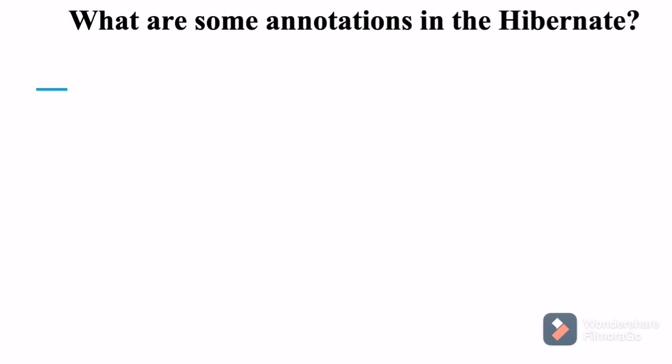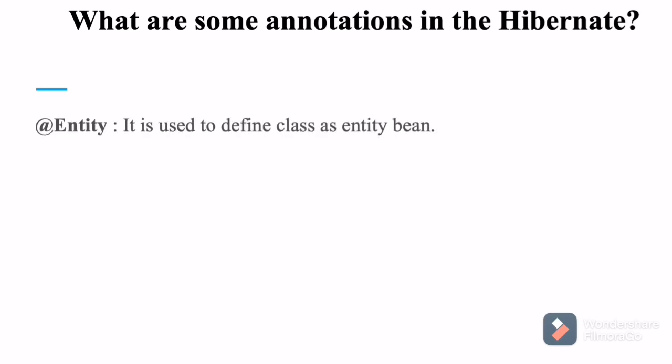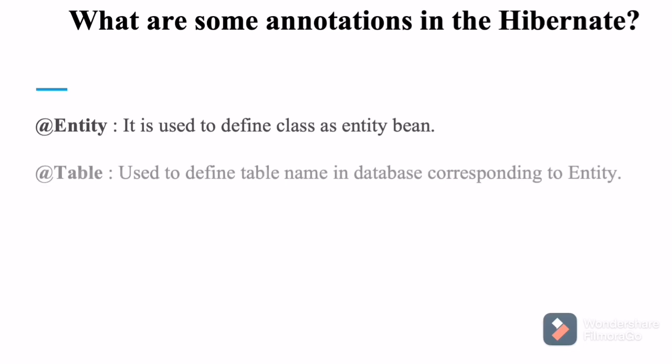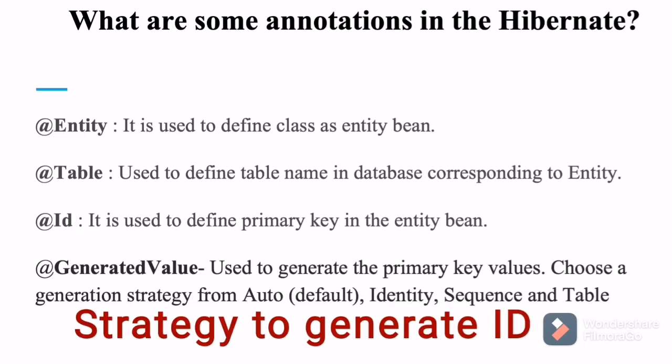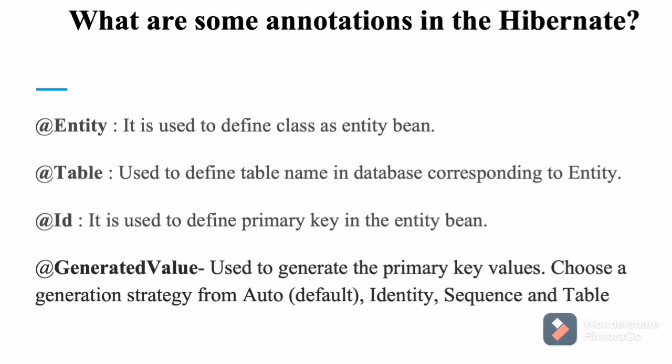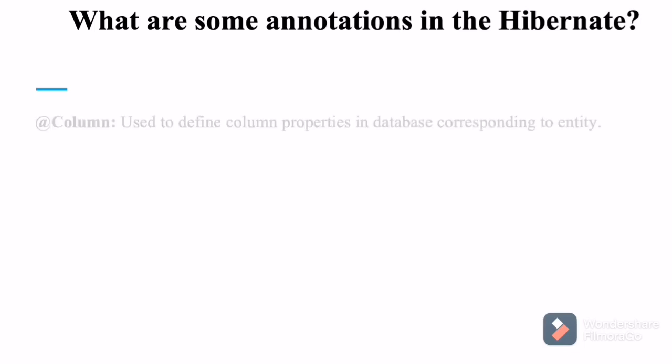What are some of the annotations used in Hibernate? First one, @Entity. It is used to define the class as an entity bean. Then @Table. By using this annotation, we can mention the table name that should be created in the database. Then @Id. It is used to define the primary key. Then @GeneratedValue. For the generation strategy, AUTO means default, then IDENTITY, SEQUENCE, TABLE. Then @Column. It is used to define the column properties in the database.